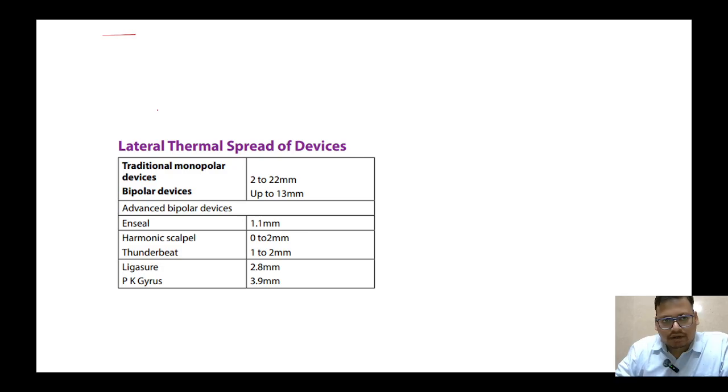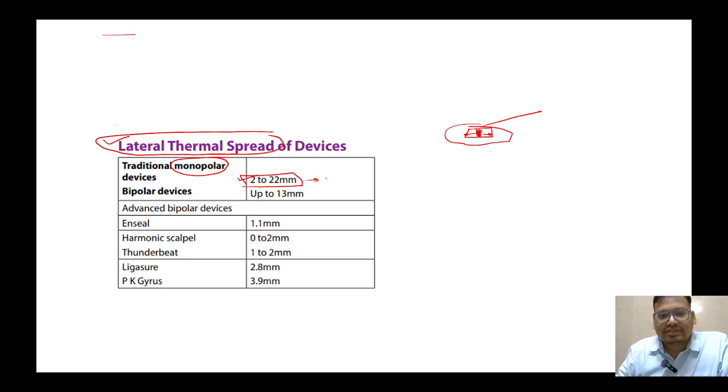Next, important concept is lateral thermal spread of the devices. What do you mean by lateral thermal spread? When we coagulate a tissue, suppose we coagulate this part of the tissue, but the heat will also transfer. The heat is transferred to the surrounding tissues also. So that is called lateral thermal spread. The traditional monopolar can have 2 to 20 mm lateral thermal spread maximum. So monopolar can damage the adjacent tissues also.